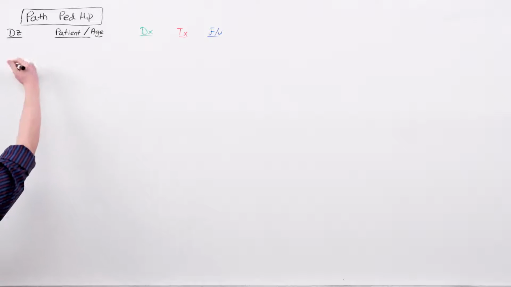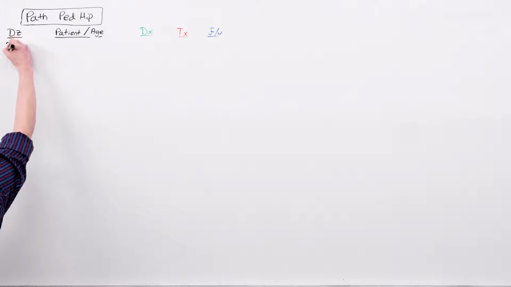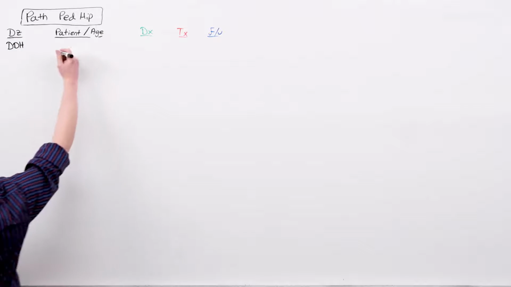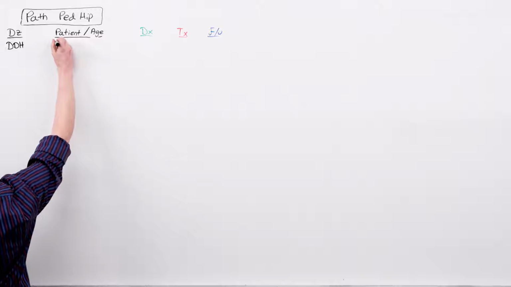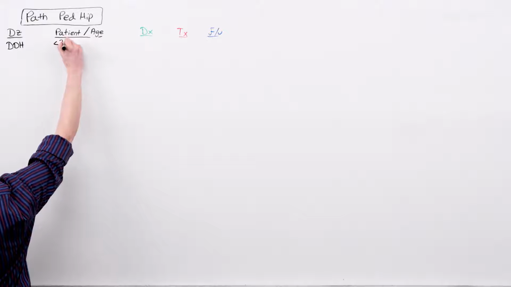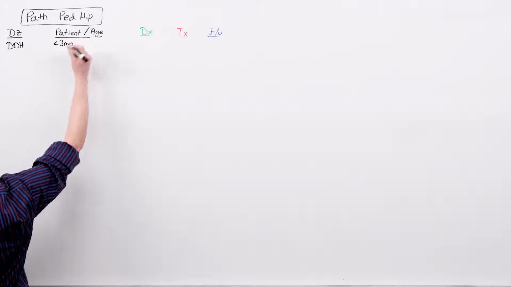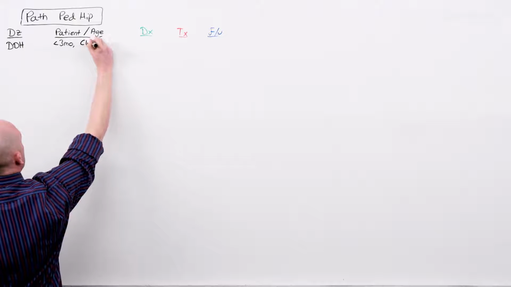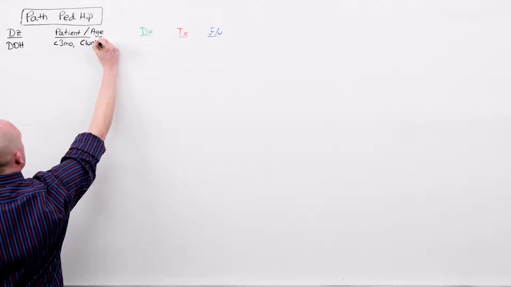The first diagnosis is developmental dysplasia of the hip. This is going to be a diagnosis you make in the newborn nursery. The patient is going to be less than 3 months old, and they present with a physical exam finding of a clunky hip. Not a clicky hip, but a clunky hip.